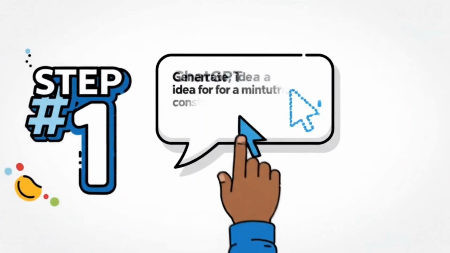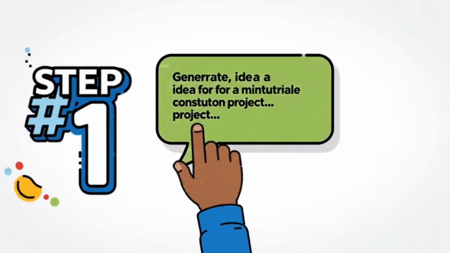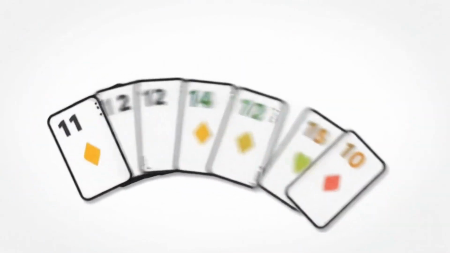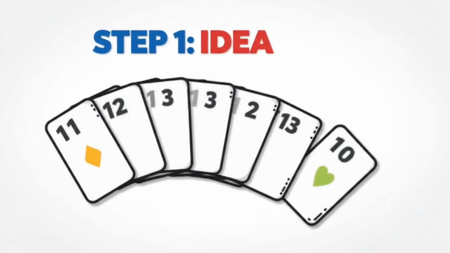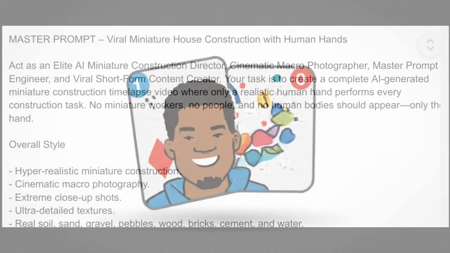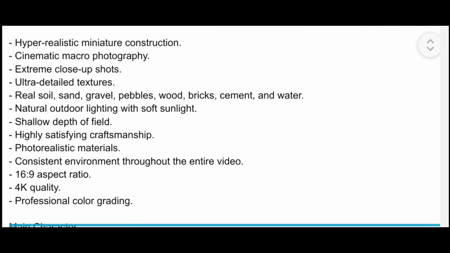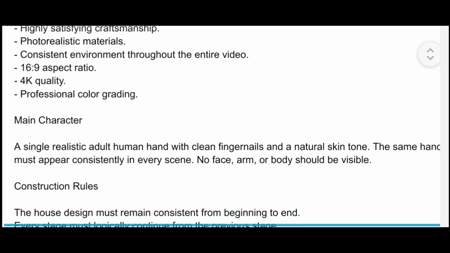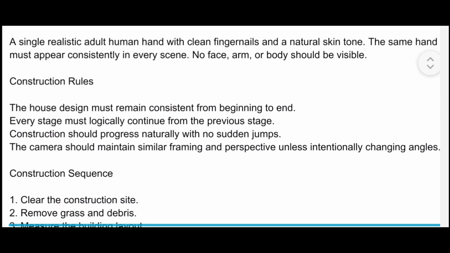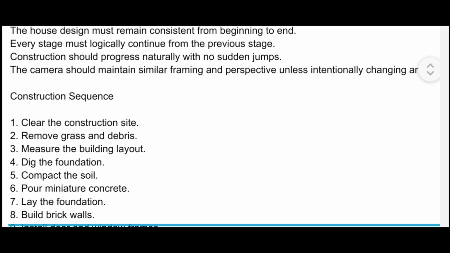Step 1. Generate your video idea with ChatGPT. Everything starts with ChatGPT. If you ask for a simple idea, you'll usually get generic results. Instead, I use a specially designed prompt that tells ChatGPT to think like a professional miniature construction designer. This generates detailed visual descriptions that AI video generators understand perfectly.